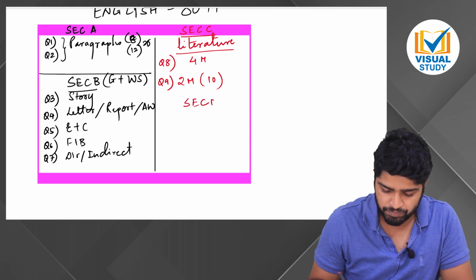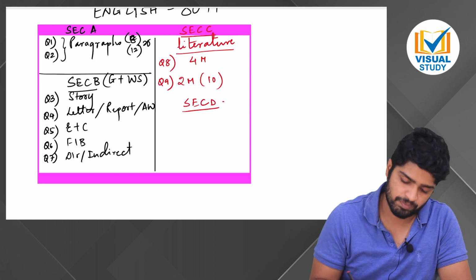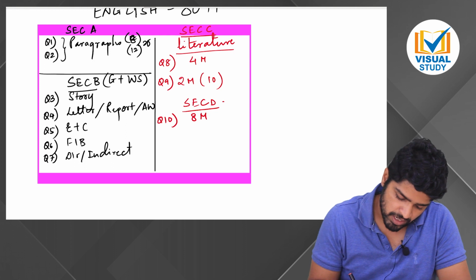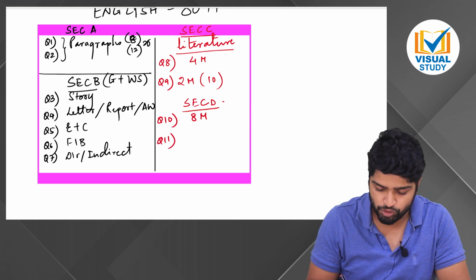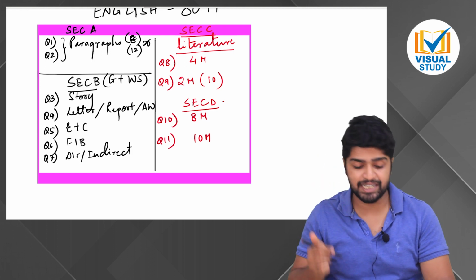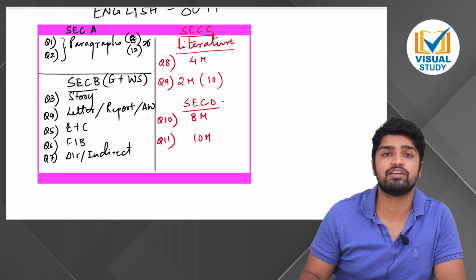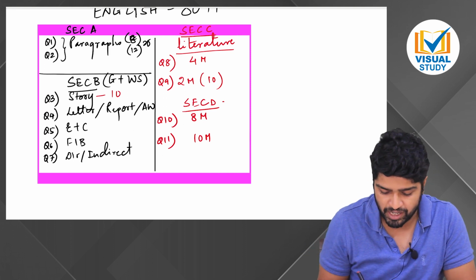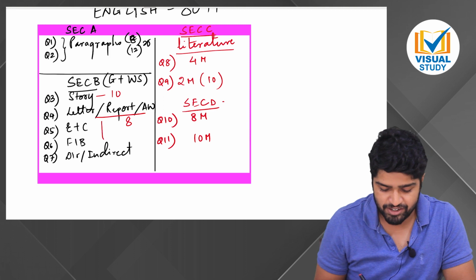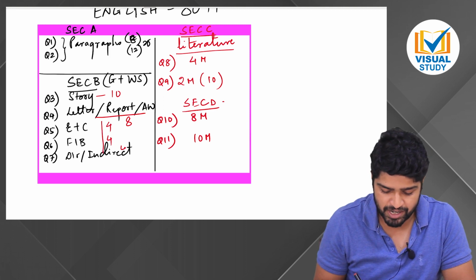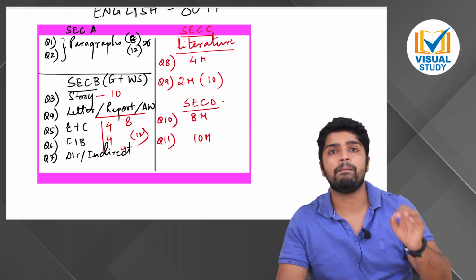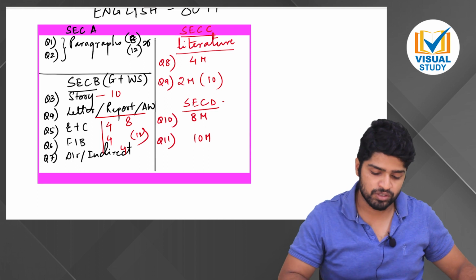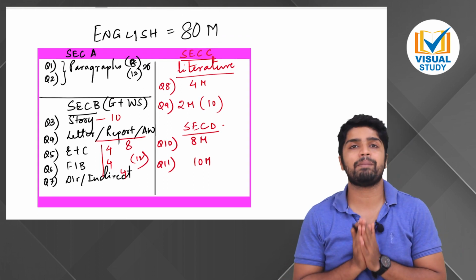Section D, the question-answer based section. Question number 10, 8 marks, and question number 11 again for 10 marks. So this is how the entire paper gets divided. Let me be very cautious with the grammar. Story will be there for 10 marks, report, letter or article writing will be there for 8 marks, and the rest of the grammar questions will be there for 4 marks each, which cover a total of 12 marks. Am I clear with all of you? So this is where the paper pattern is all about.